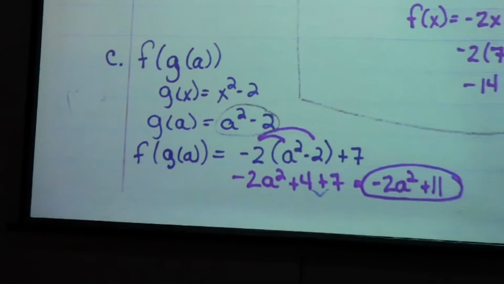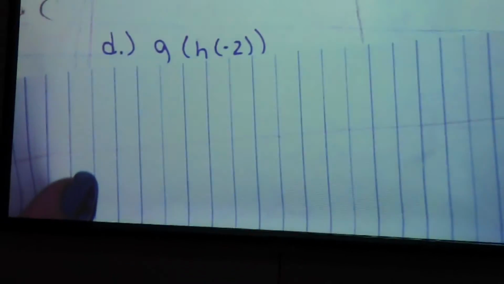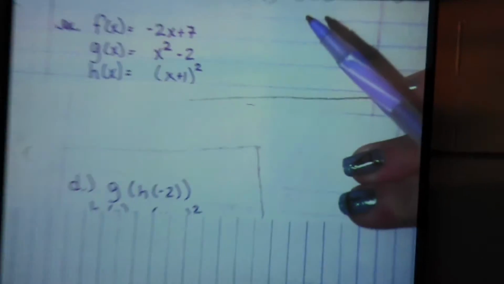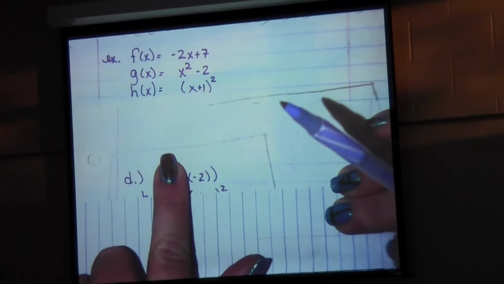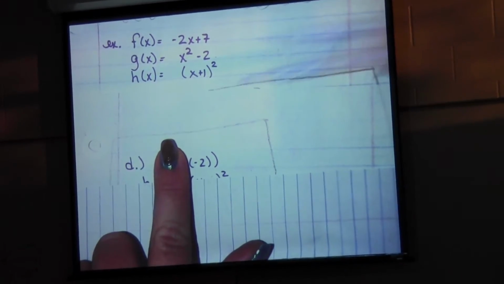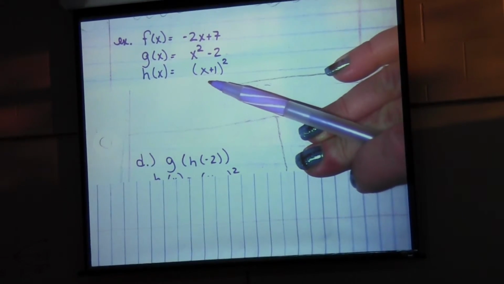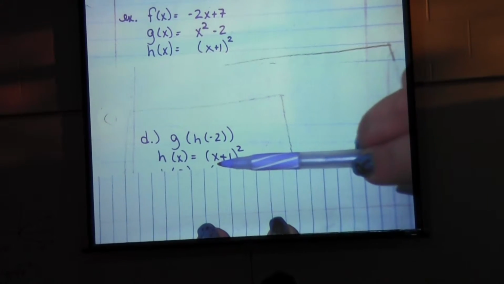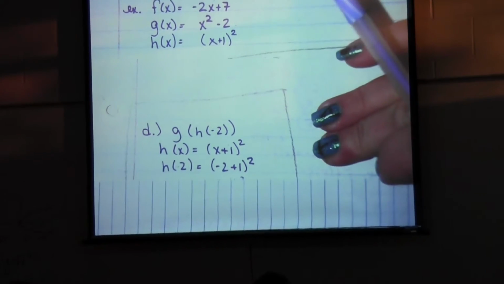And our final example, we're just going to try to set it on here with our equation so you can follow along. It just uses that h equation. So they say find g of h of negative 2. So we start again all the way in the middle with the negative 2. And we're going to plug that into our h equation this time. So our h equation is x plus 1 squared. So everywhere there's an x, we're going to put in a negative 2. Negative 2 plus 1 squared.